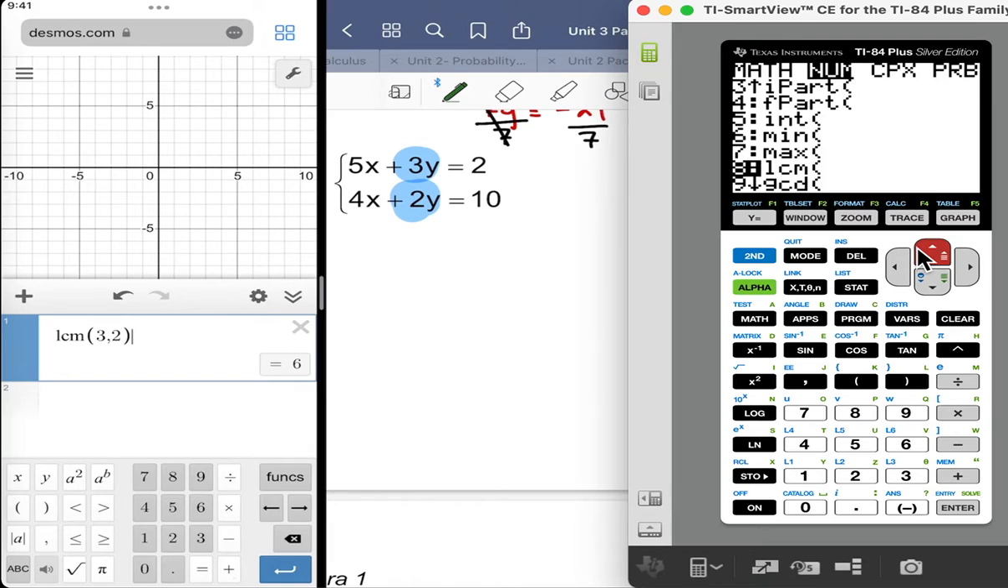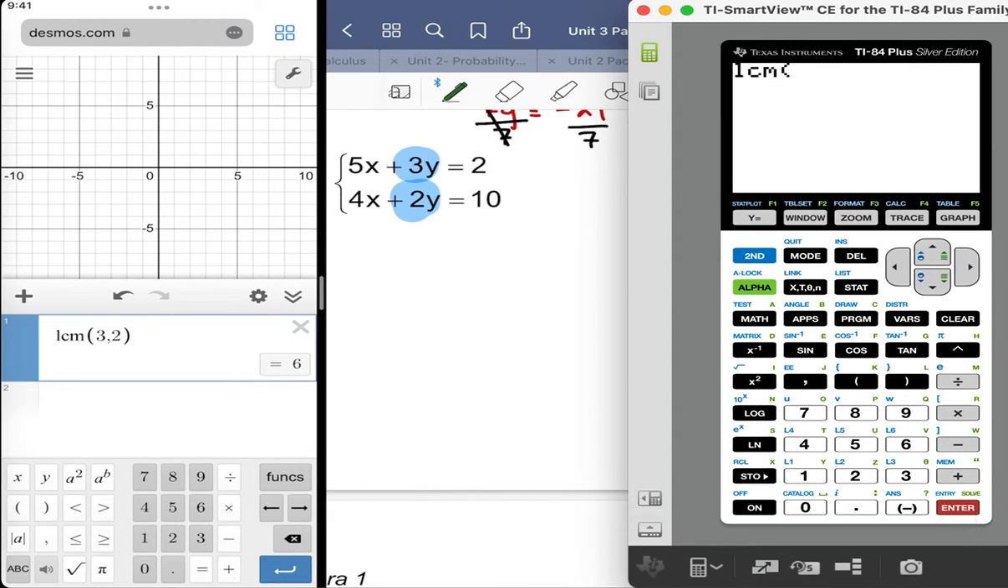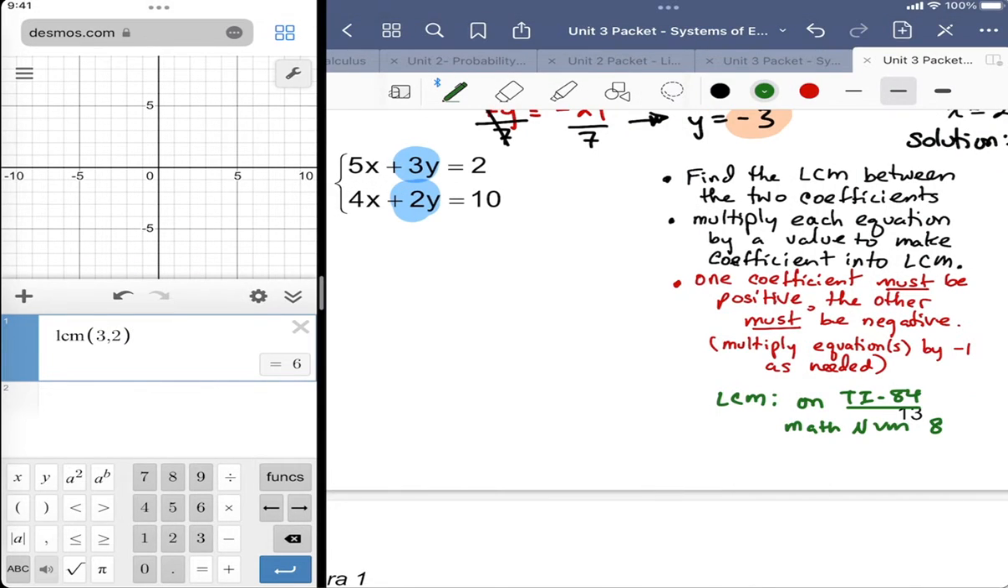On Desmos, there's really no instruction there. You just type in the letters LCM. That one's easy. But when you select that on the TI and hit enter, you type in 3, 2. The comma is right next to the parentheses. Close it up, hit enter, and it'll give you the 6. All right. So that's the important number.